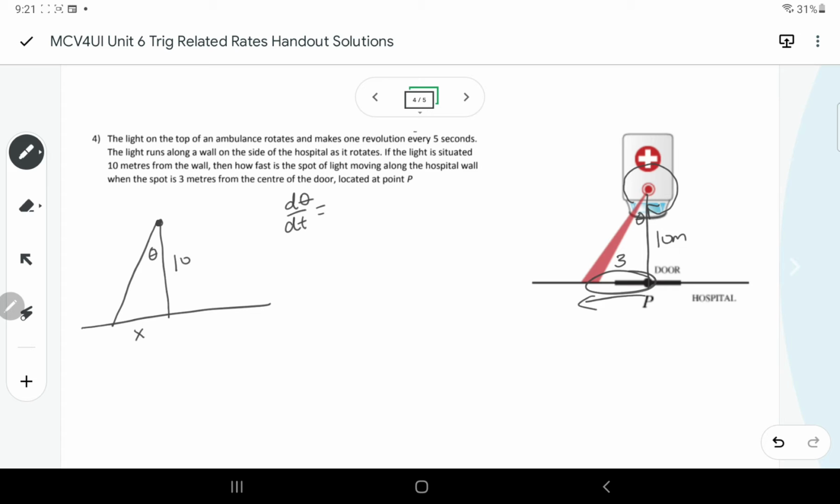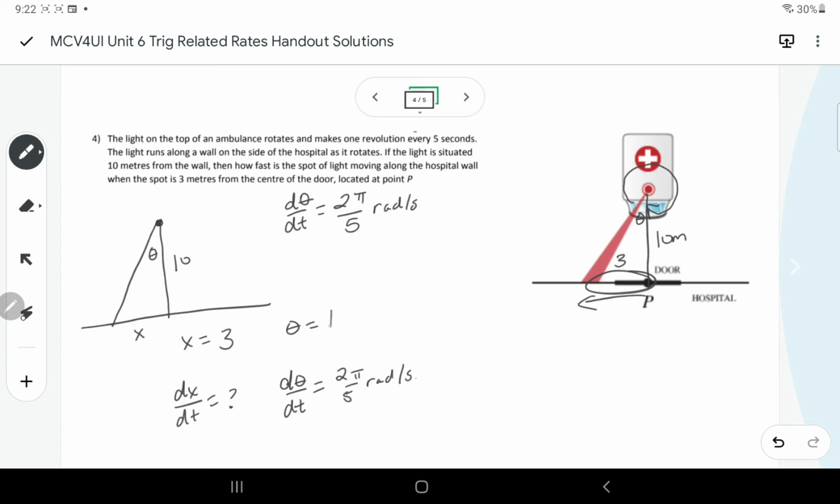It says that it makes 1 revolution, so 1 full circle, which is 2 pi every 5 seconds. So this is a rate, right? It's 2 pi over 5. That's going to be the rate of change of that. So then my variables, x equals 3, dx dt equals, we don't know. Theta equals, and d theta dt, we do know it's 2 pi over 5 radians per second. So we could figure out theta.